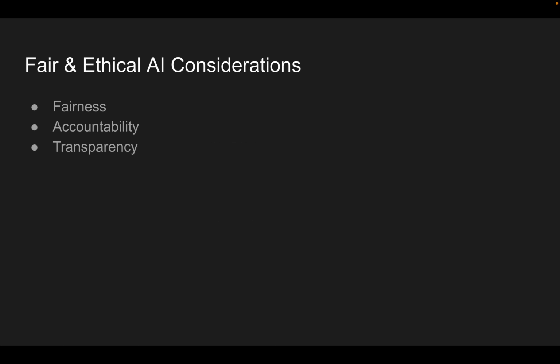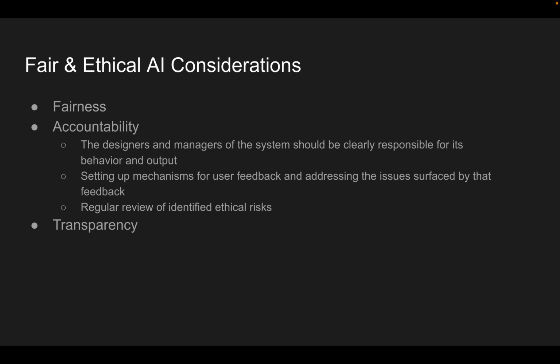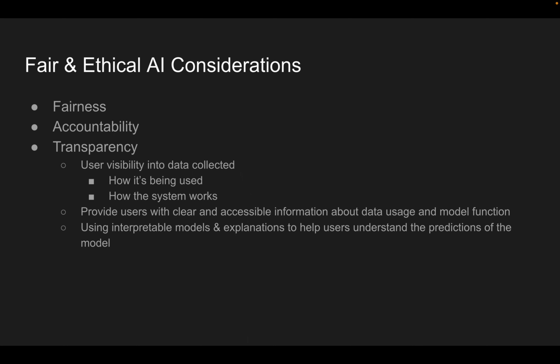Fairness and ethical considerations amount to the 3 principles of fairness, accountability, transparency. So it needs to perform equally well for all users with error rates that are basically equal across the demographics, and regular auditing to ensure that equality in function. Accountability: the designers and managers need to be clearly responsible through the product experience so that the end user knows who is accountable for this product, right, and its output. And mechanisms for feedback and addressing those issues need to be decided way ahead of the product's deployment with regular review of identified ethical risks.